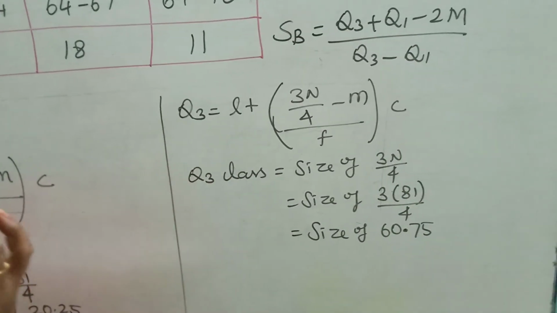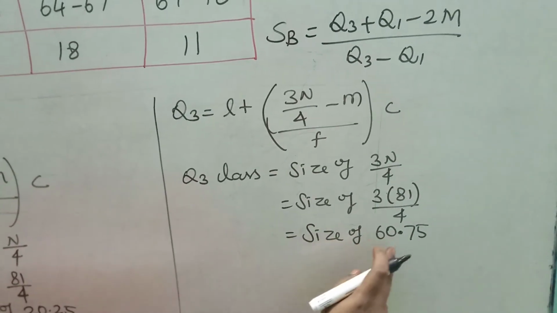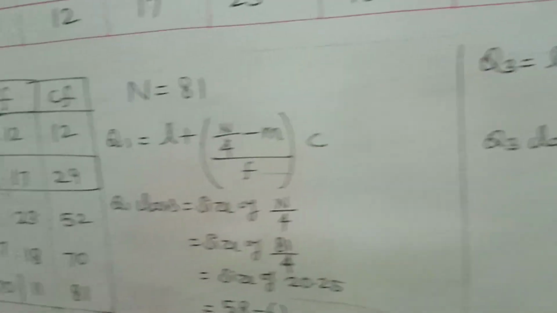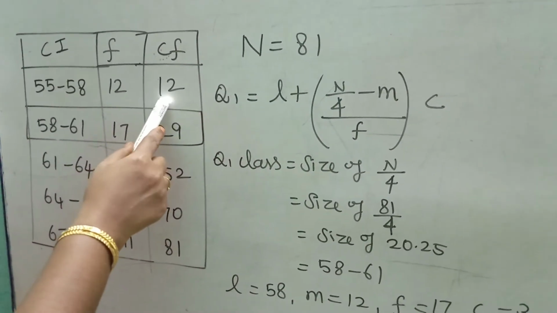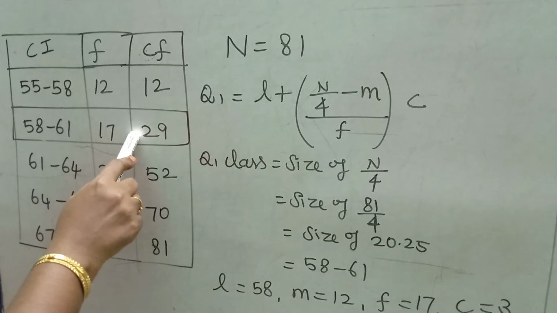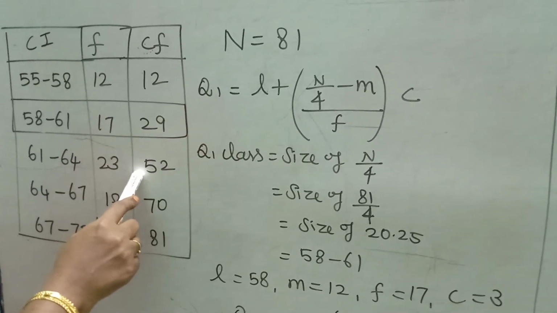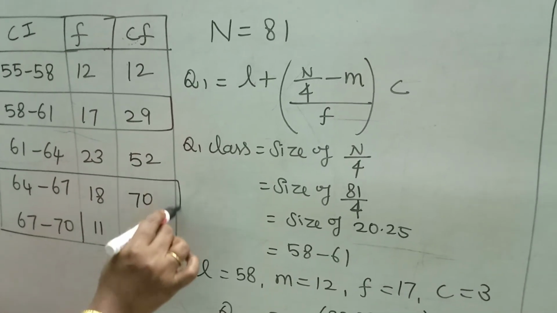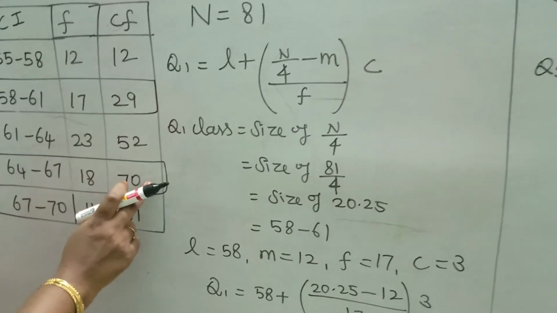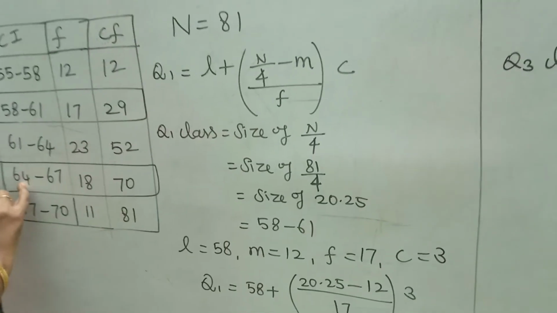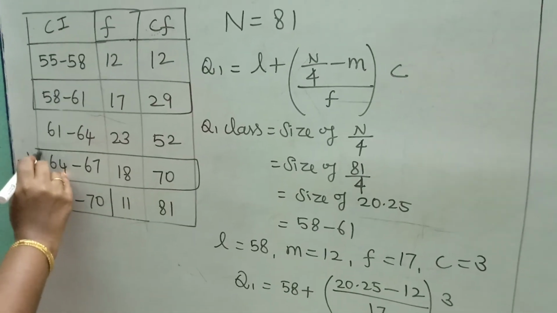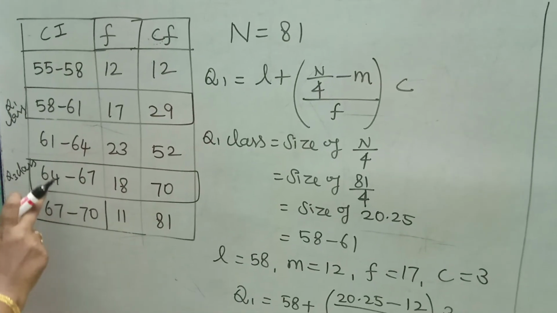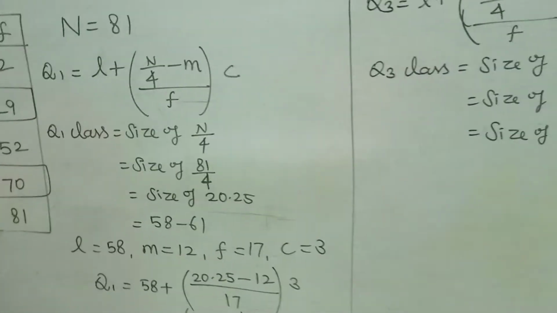Okay, now we are going to look at the cumulative frequency column. Which number is greater than 60.75? 12 is less than 60.75. 29 is also less than 60.75. 52 is also less than 60.75. 70 is greater than 60.75. Therefore, this is our Q3 class. Okay, our Q3 class is 64 to 67.